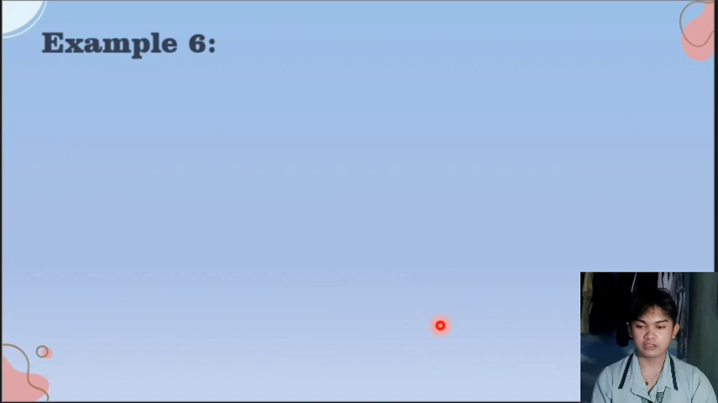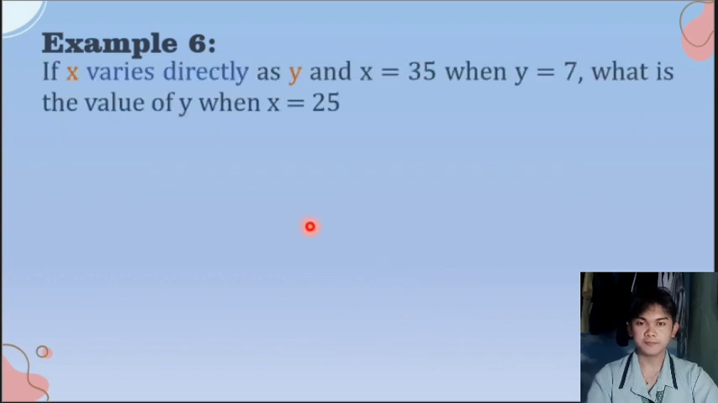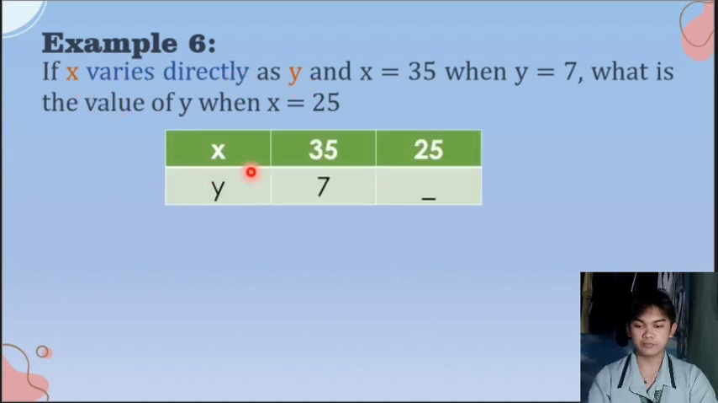So now let's move on to example 6. If x varies directly as y and x is equal to 35 when y is equal to 7, what is the value of y when x is equal to 25? First, let's have the equation here for x varies directly as y. So x is the first mentioned, x. We can express this situation into a table of values. The value missing here is the value of y when the value of x is 25.